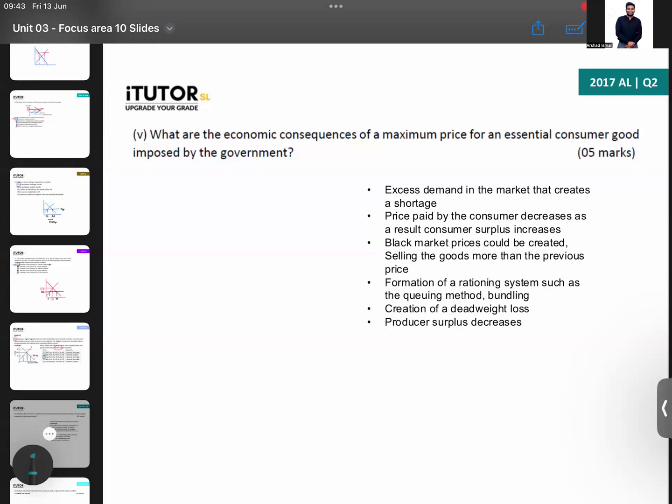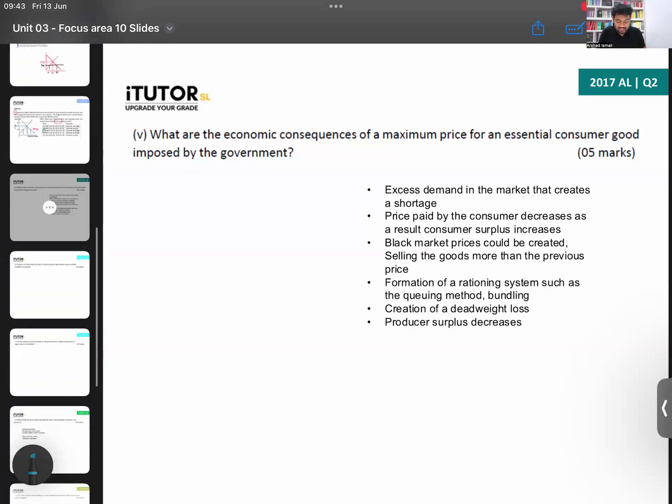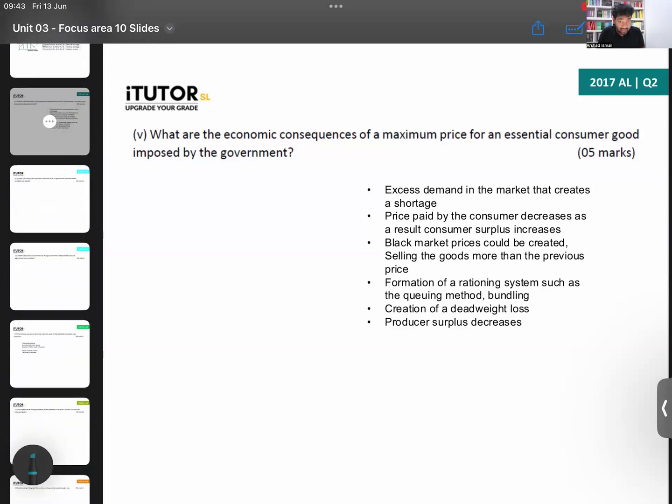Okay, so we're coming into the question from the 2017 A-level paper. That is where your first essay question from this whole maximum prices, price stabilization part starts coming in. So the 2017 A-level question, Question 2, part 5. What are the economic consequences of a maximum price for an essential good?